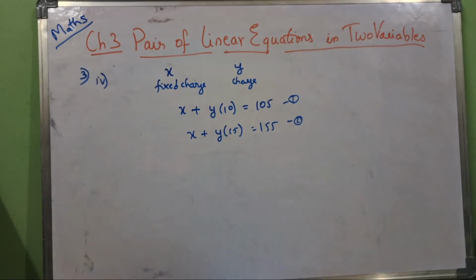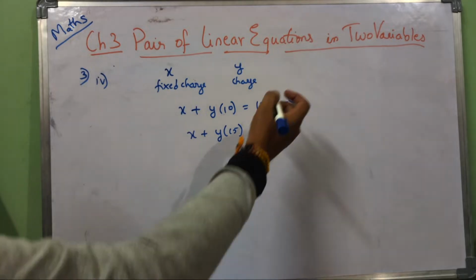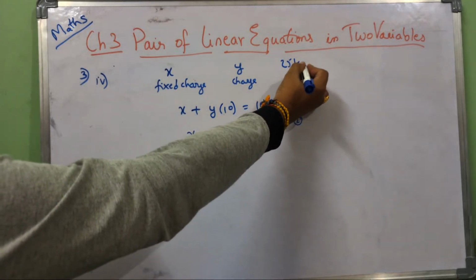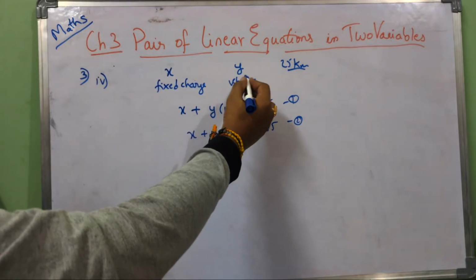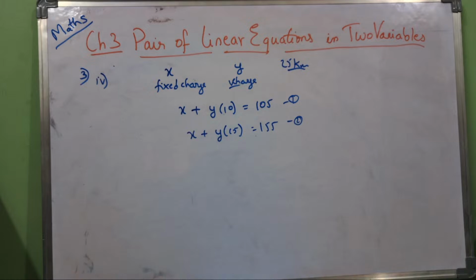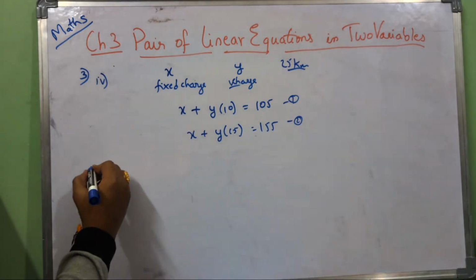And also how much a person has to pay for traveling a distance of 25 kilometers, what is that cost? They are asking two things here: the fixed charge, the variable charge for the distance, and also for 25 kilometers how much he has to pay. So let's solve this again using substitution.